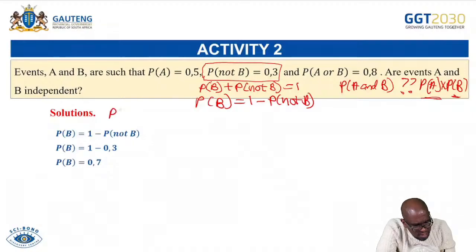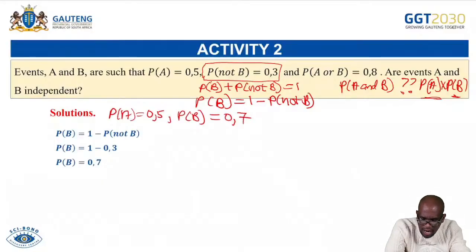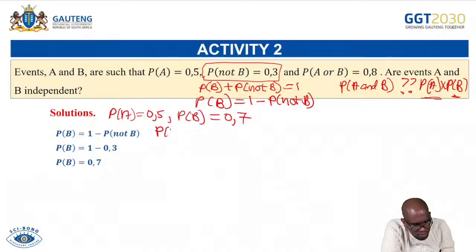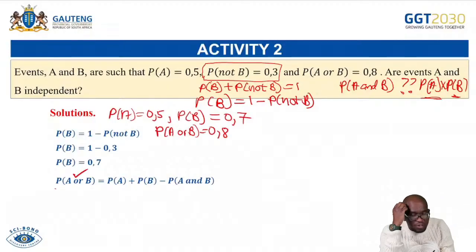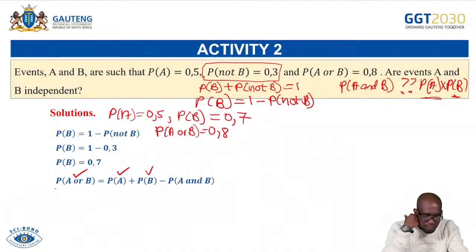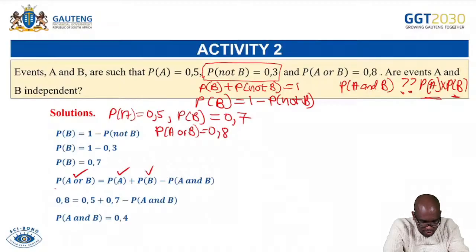Now you have the probability of A, which is 0.5. You have the probability of B, which is 0.7. Now you also have the probability of A or B as 0.8. So you can determine the probability of A and B using the addition rule, because you do have the probability of A or B, you have that of A, you have that of B. So you can work out the probability of A and B, you get that it is 0.4, all right? The probability of A and B is 0.4.